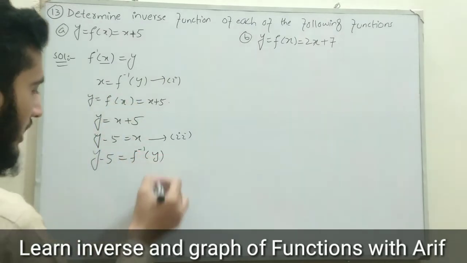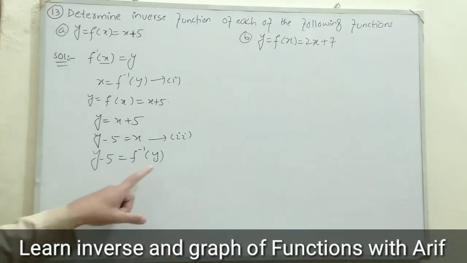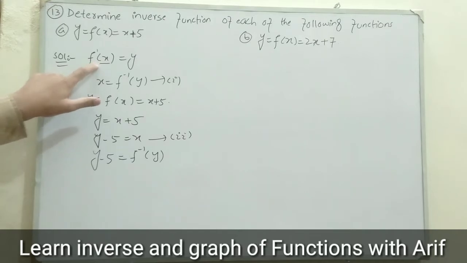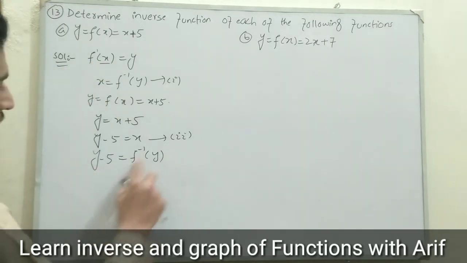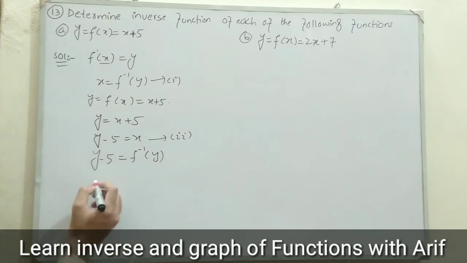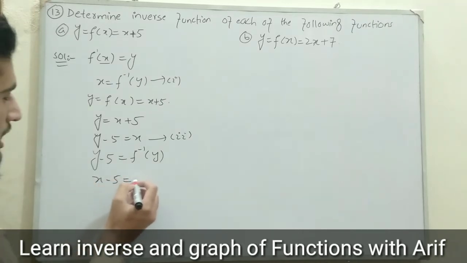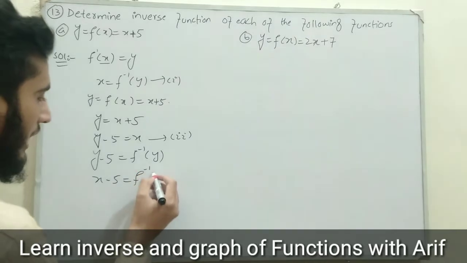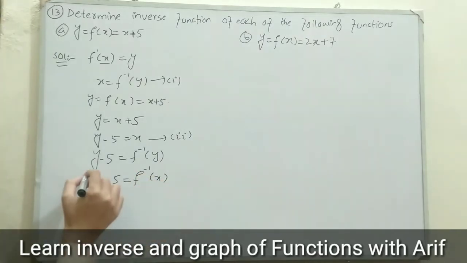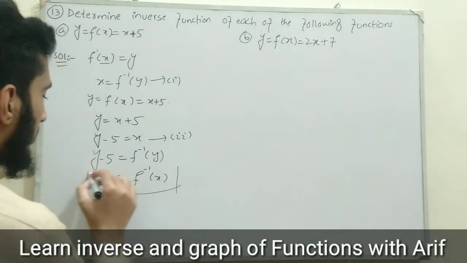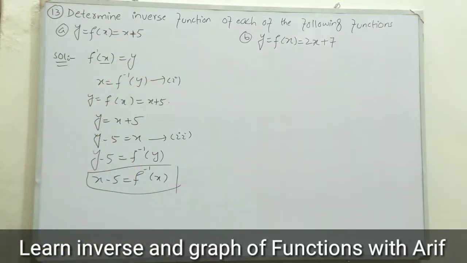Now in this equation, replace the same y with x, because here we suppose f inverse x is equal to y. Now we can replace this y in the whole equation with x. So replace y with x, it becomes x minus 5 is equal to f inverse x. So this is the inverse function of f of x is equal to y is equal to x plus 5. This is the inverse: f inverse x is equal to x minus 5.